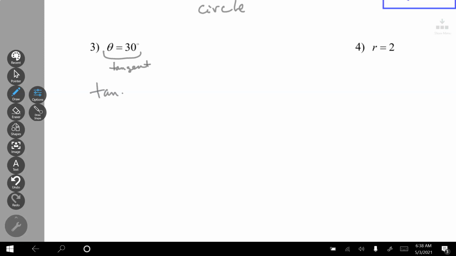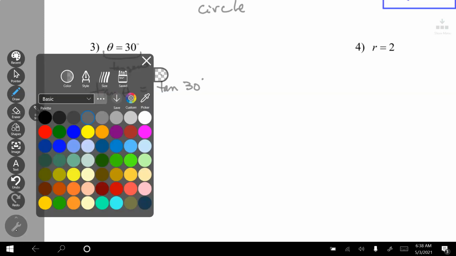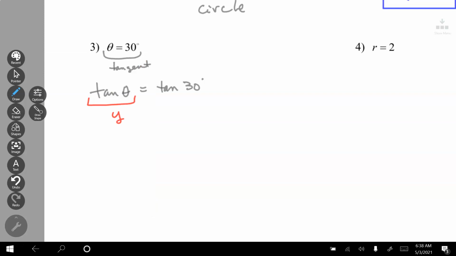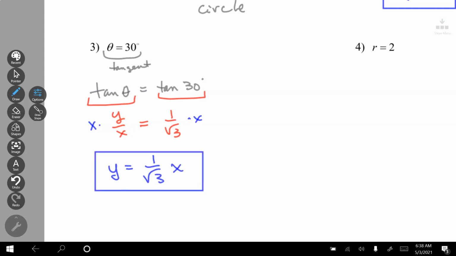So I have tangent of theta is equal to tangent of 30 degrees. I have a substitution for tangent. That's y over x equals, and tangent of 30 degrees is 1 over radical 3, or you could do radical 3 over 3, whichever one you want. I don't really want x on the bottom, so I get y equals 1 over radical 3 times x, or if you want, you could say radical 3 over 3 times x.